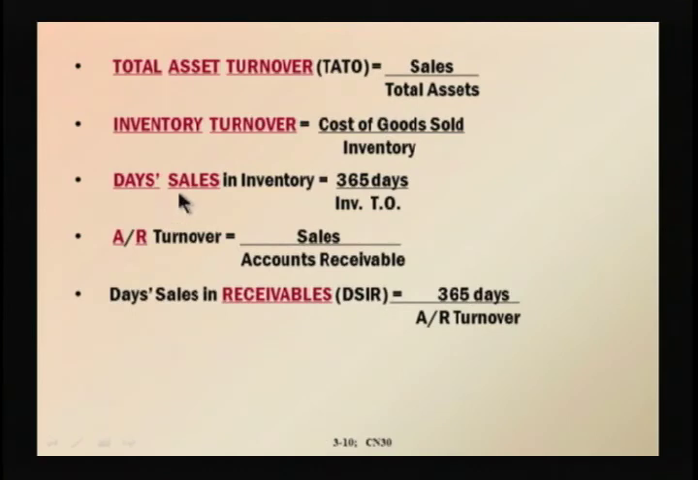Accounts receivable turnover is sales divided by accounts receivable, and then the days sales in receivable, how many days worth of your sales are in your customer's hands instead of being in your bank account, would be just like the days sales in inventory. Take 365 days and divide by that accounts receivable turnover. So if you turn your receivables over, say 4 times during the year, you would divide 365 by 4, and that would mean about every 91 days you are turning those receivables. You have about 91 days worth of your sales tied up in your customer's hands, not in your hands.